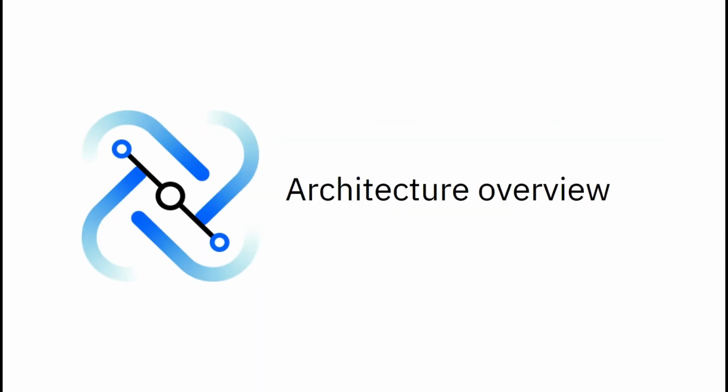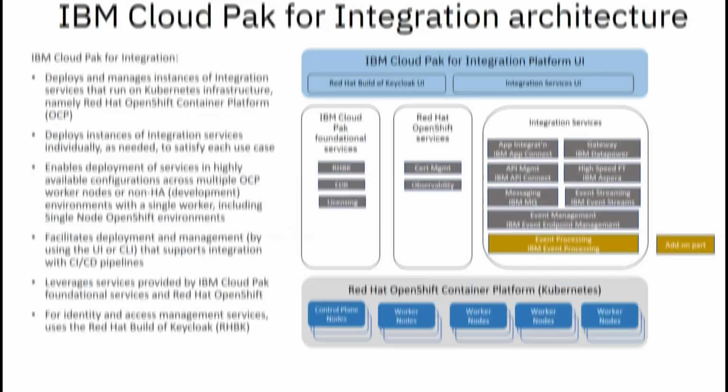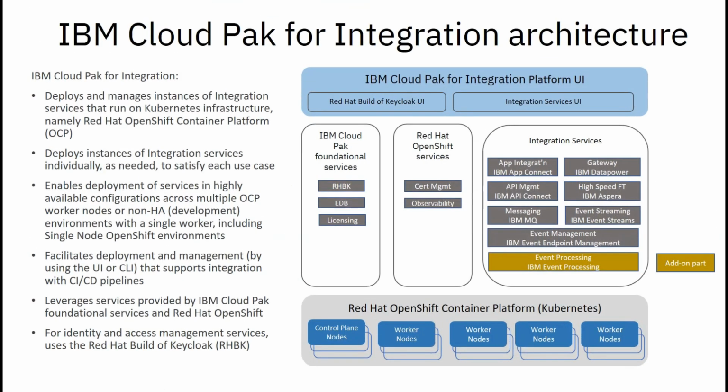The customer reviews the architecture overview, learning how CP4I is structured for deployment and management on Kubernetes infrastructure, powered by Red Hat OpenShift. IBM Cloud Pak for integration deploys integration services such as MQ, App Connect, API Connect, and more on OpenShift. The customer can use UI or CLI, integrate with CI/CD pipelines, and leverage foundational services like Keycloak for identity and access management.